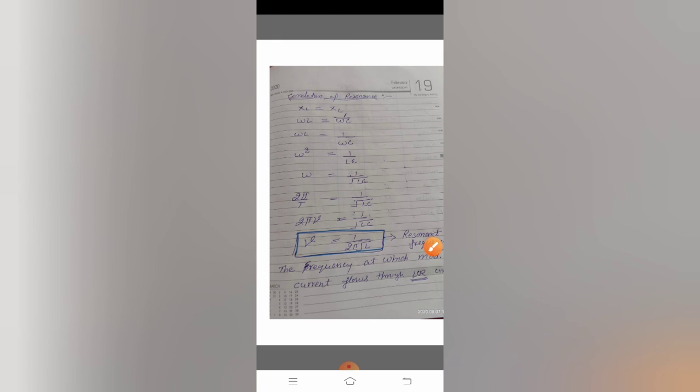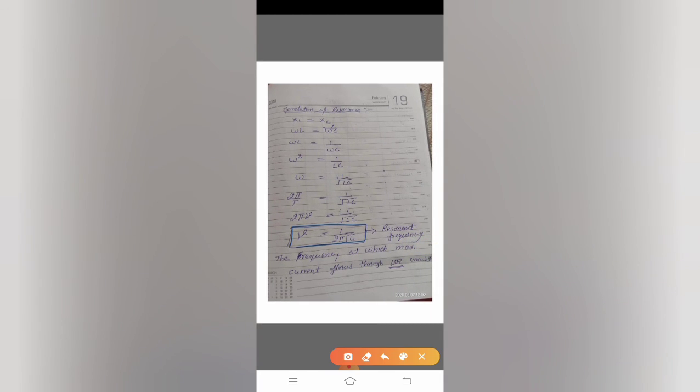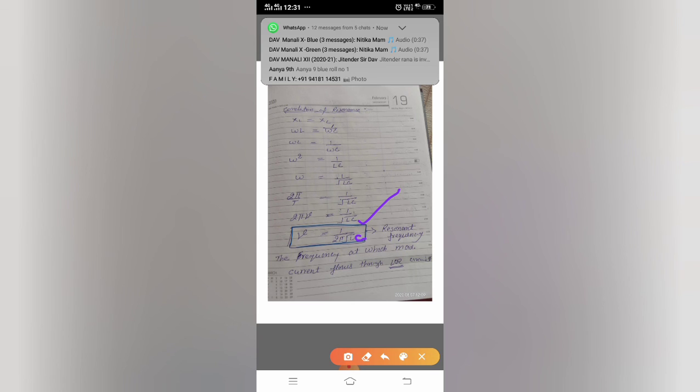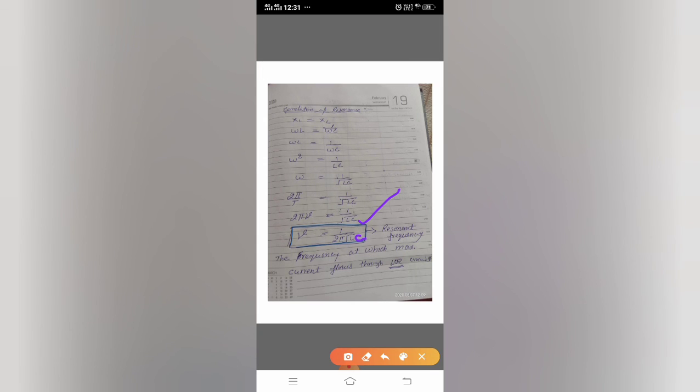So nu will calculate from here, and this is the value of nu, that 1 upon 2 pi under root LC. Please attach C here. By mistake I have not written it, so write here 1 upon 2 pi under root LC, and it is the resonant frequency. What we call it? Resonant frequency means the frequency at which maximum current flows through the circuit.